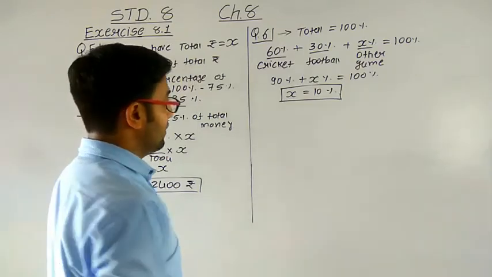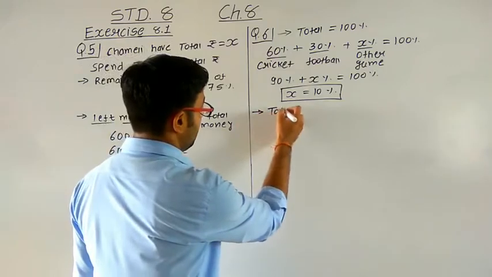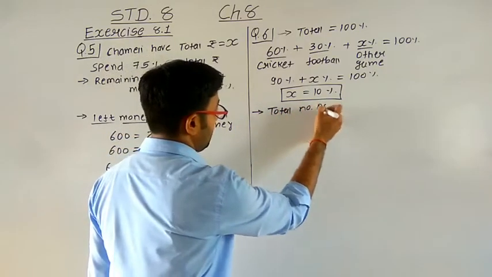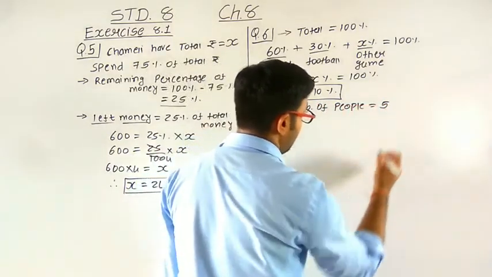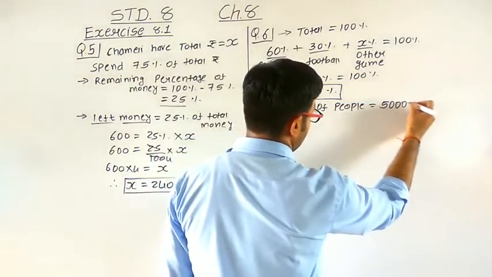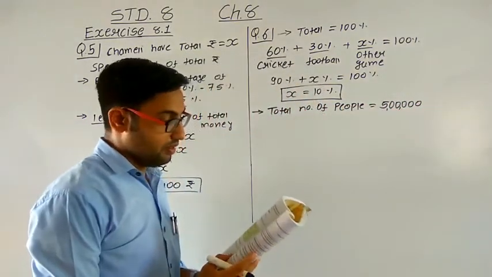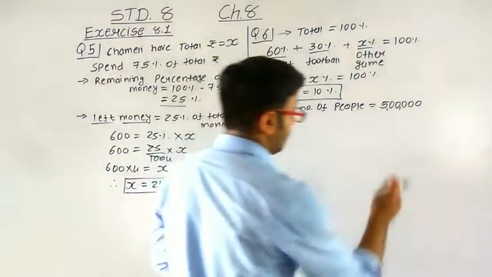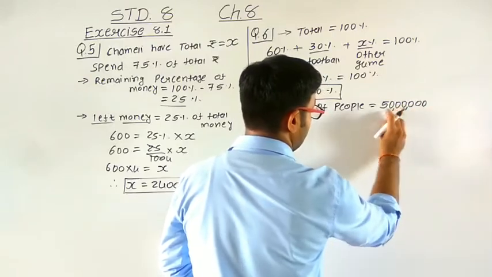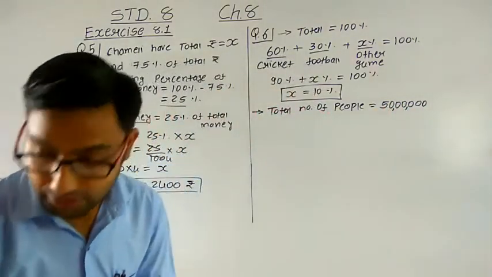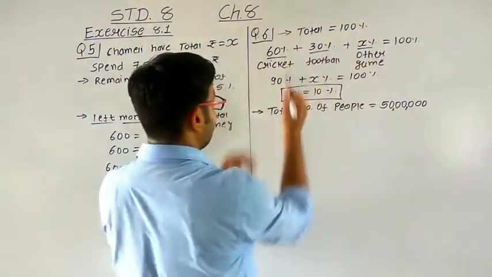Now we have to find out the number of people. Here we are given that the total number of people is 5 lakh. Sorry, 50 lakh, not 5 lakh. We are given 50 lakh. So this is the total number of people. Now we have to find out how many of these people like cricket.